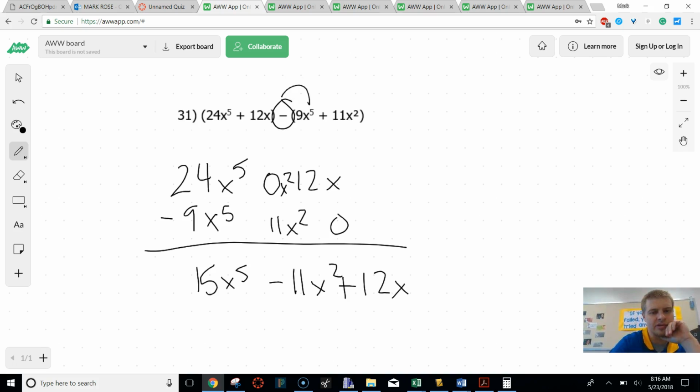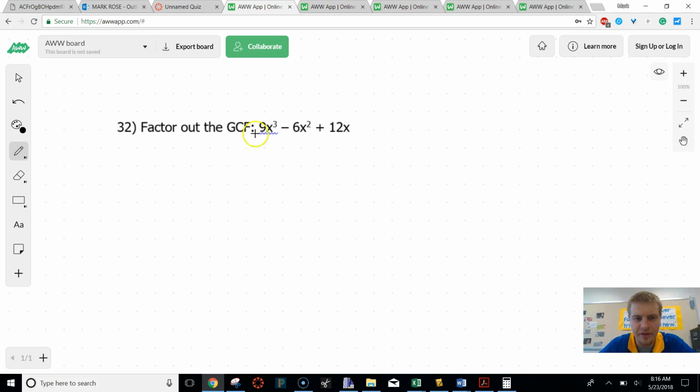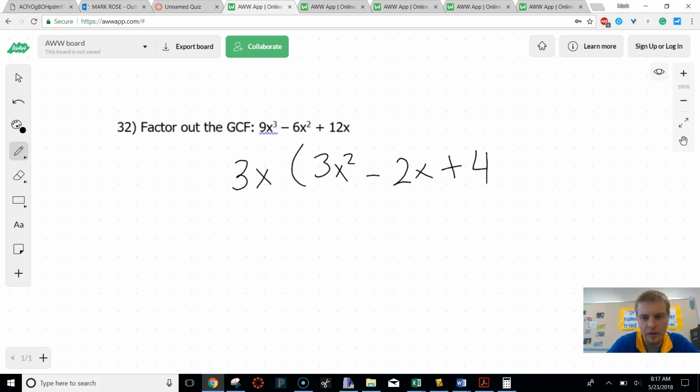The other way you could do this is you could take that negative and distribute it among those things, and then just combine like terms. If I have to factor out the greatest common factor, the greatest common factor of this is 3 and an x, because I can take out a 3 from each one of these and an x from each one of these. And that's going to leave me with 3x squared minus 2x plus 4. And that would be my final answer.